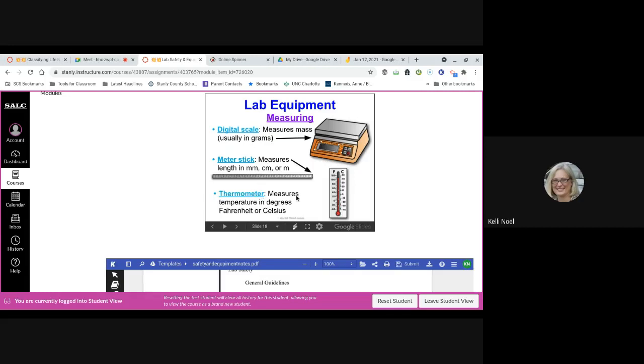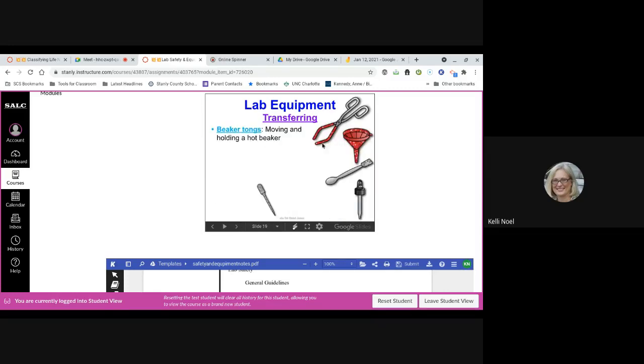And then thermometers. This would be an outdoor thermometer because of how it is sitting, or a room thermometer. You would have one that has the markings on the actual glass to measure liquids, and it's measuring degrees Fahrenheit and Celsius, and usually it'll have both on there. We tend to use Celsius in the science lab. And then beaker tongs. These would be used to move or hold a hot beaker. You have a funnel if we were transferring liquids from a large container to a smaller container, or to one that had a narrow opening.